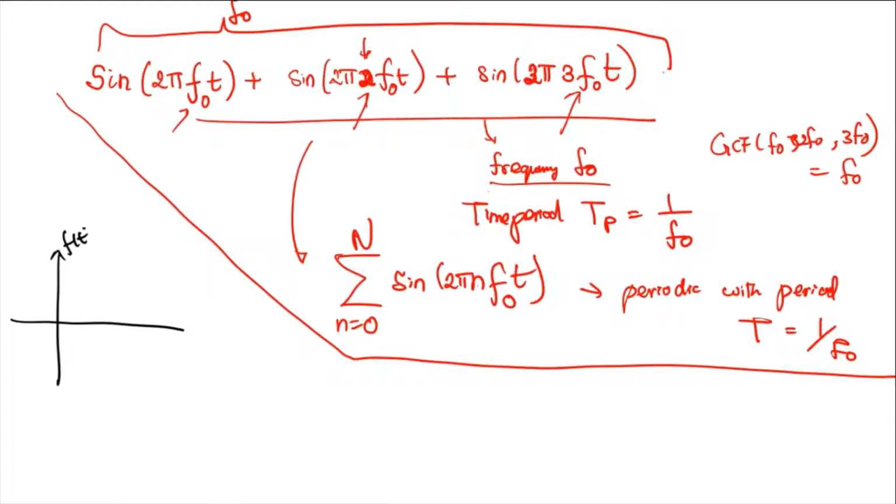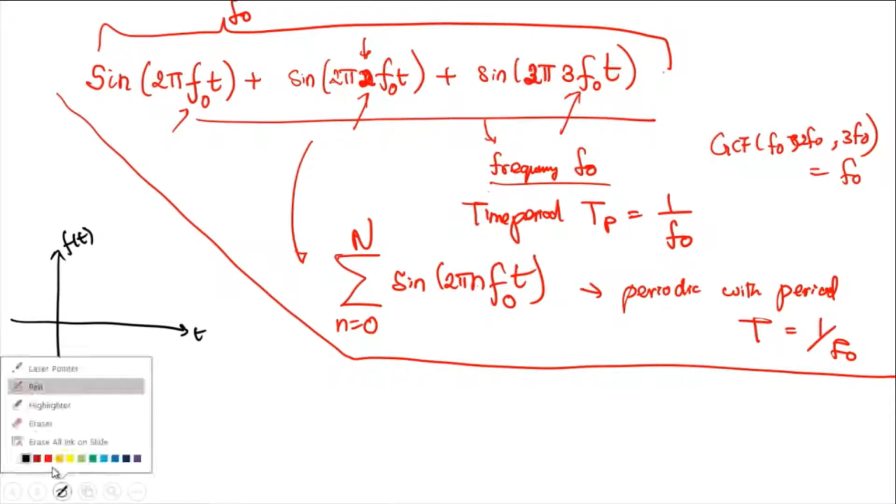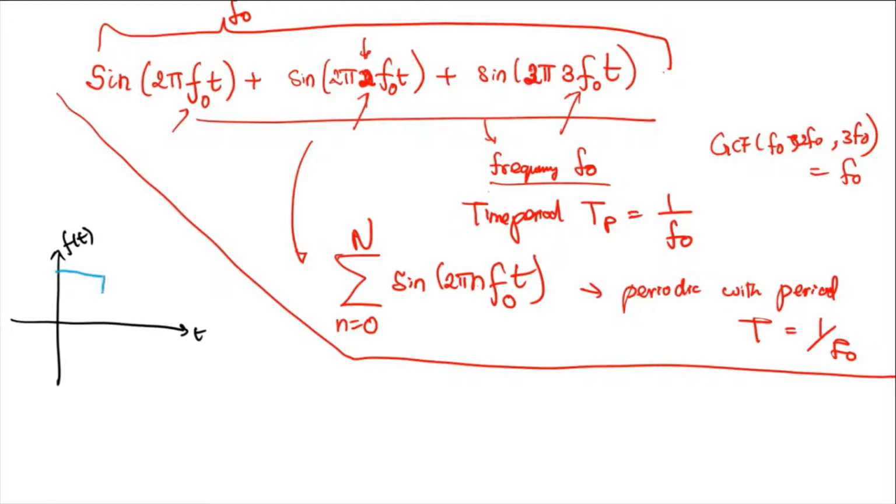So this is, say, f of t versus t. This is, say, periodic with period T. So it has what is called the fundamental frequency, 1 by T. Of course, it is periodic with period 2T as well, but the fundamental frequency corresponds to the first repetition. So how long does it take for the wave to repeat itself? The smallest amount of time with which the wave repeats itself is called the time period, and the inverse of that is the fundamental frequency.